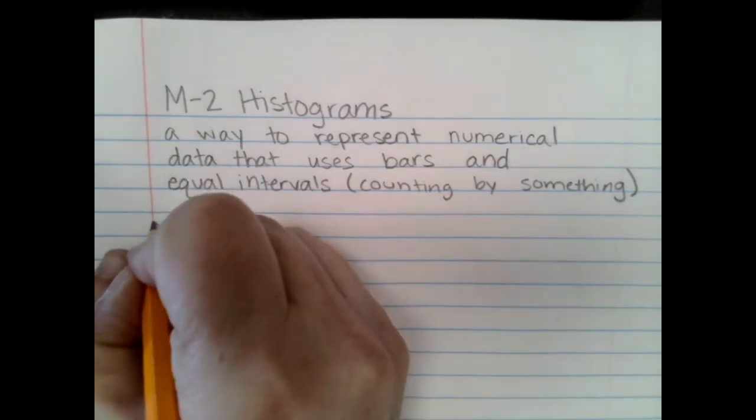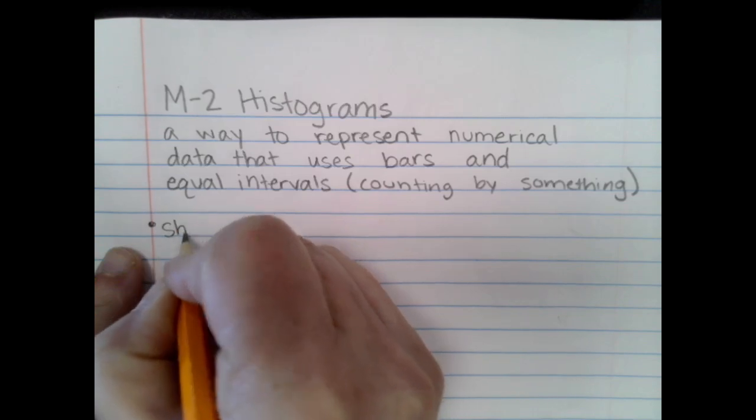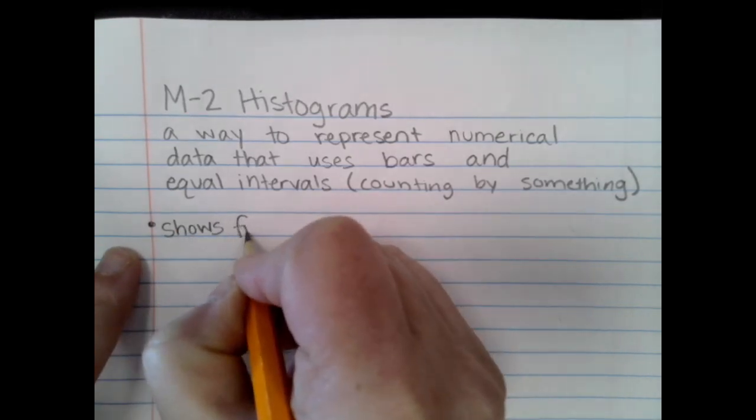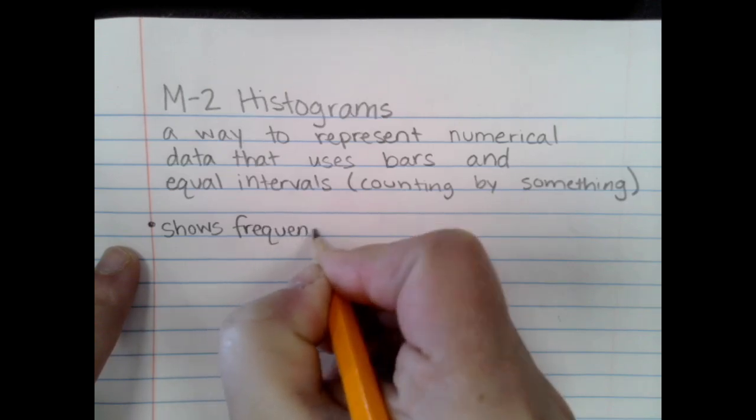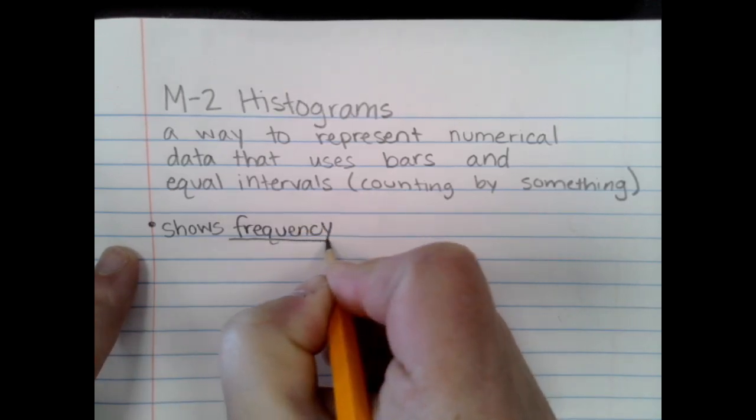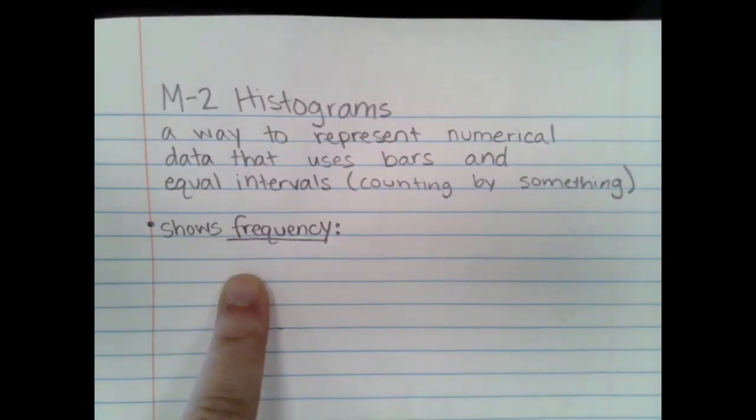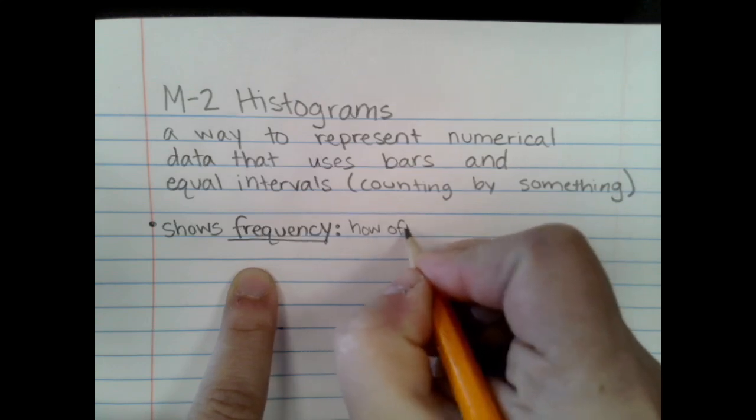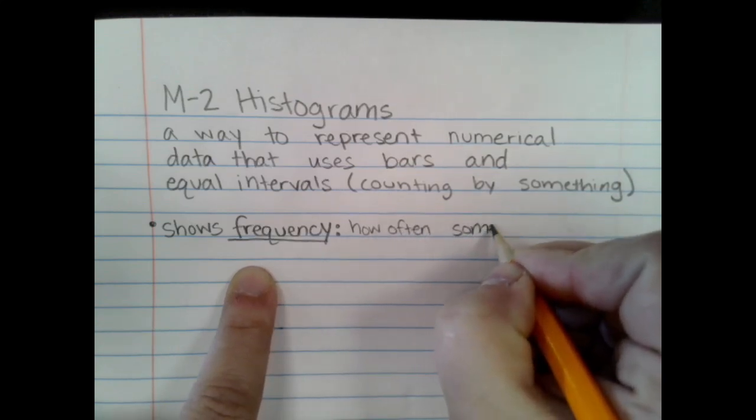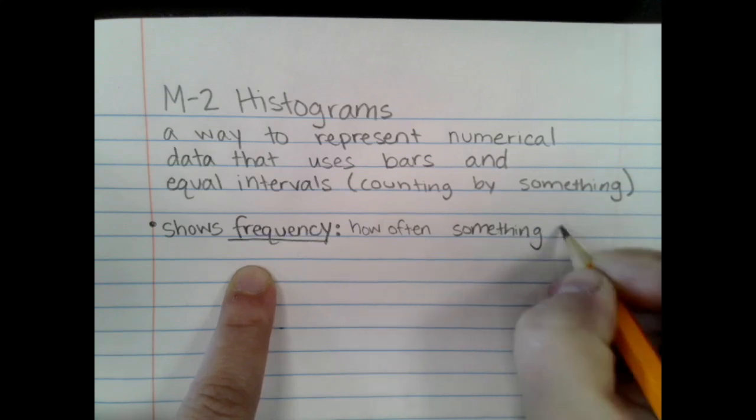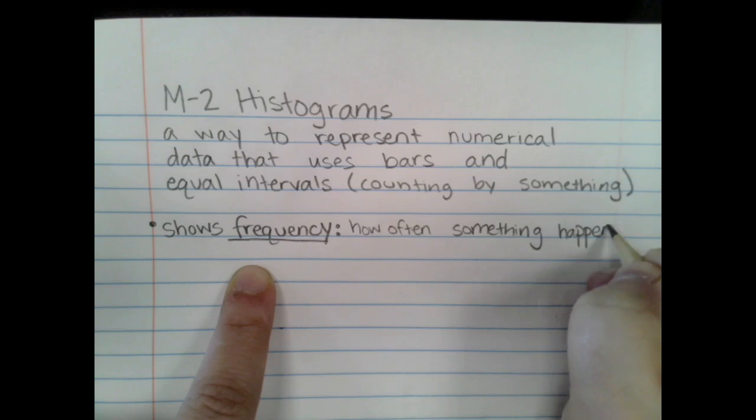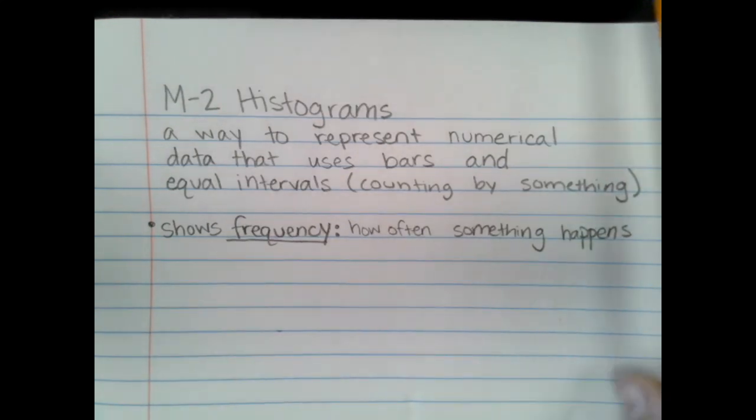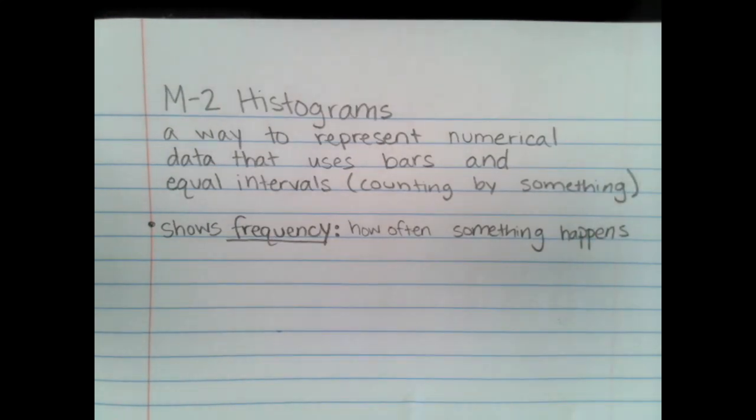All right. A way to represent numerical data that uses bars and equal intervals. Big thing here is that a histogram shows frequency. Okay, frequency is how often something happens. Or like how many times does it happen? How often it happens or how many. All right, make sure you get that written in, and then there is a glue in.